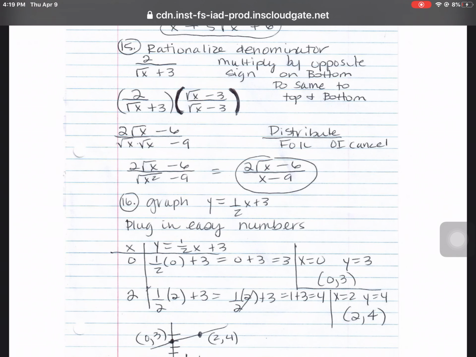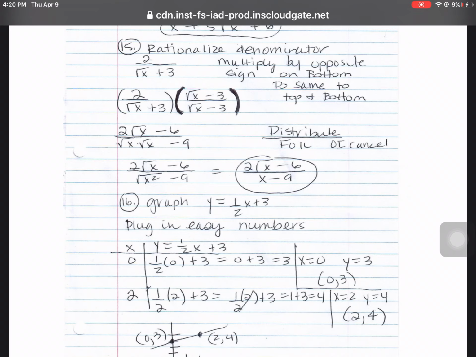Number 15, rationalize the denominator. Whatever the denominator is, you multiply by the opposite. It has root plus 3, so you do root minus 3. Whatever you multiply the bottom, you also do the top. So distribute the 2 on top and then FOIL the bottom. The reason we did minus there is to make the O and the I cancel.